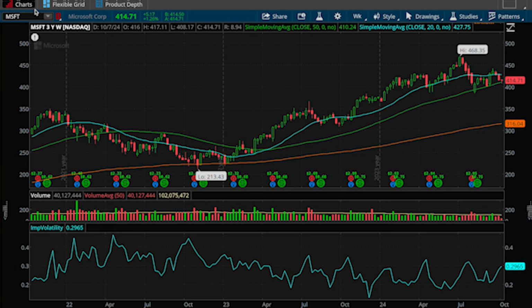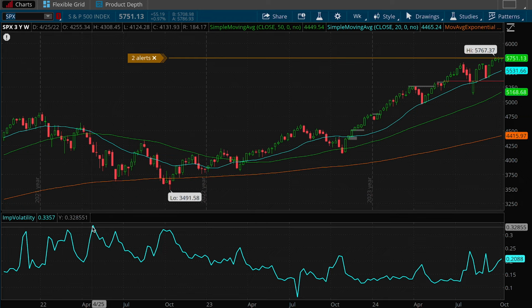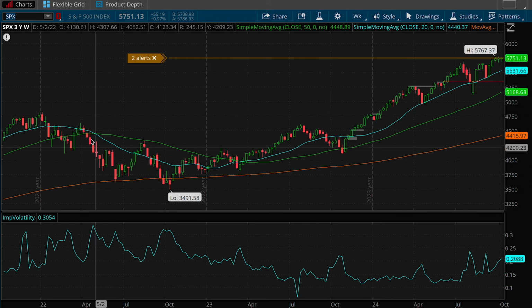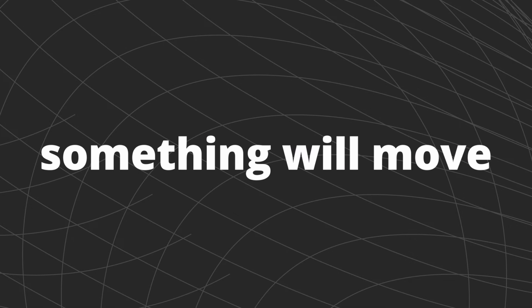We can do the same exercise on the S&P 500. You can do the same exercise on any other stock that you want to. You can see these peaks usually happen in areas of support and resistance. Now let's correlate that to the definition of implied volatility. IV is the market's expectation or prediction of how much something will move.